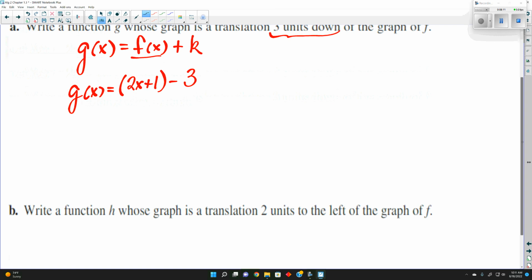So when we look at this here, is there anything in front of these parentheses? Is there a number in front of them besides 1? No. So we can drop those parentheses. So really we're saying that g of x is equal to 2x plus 1 minus 3.